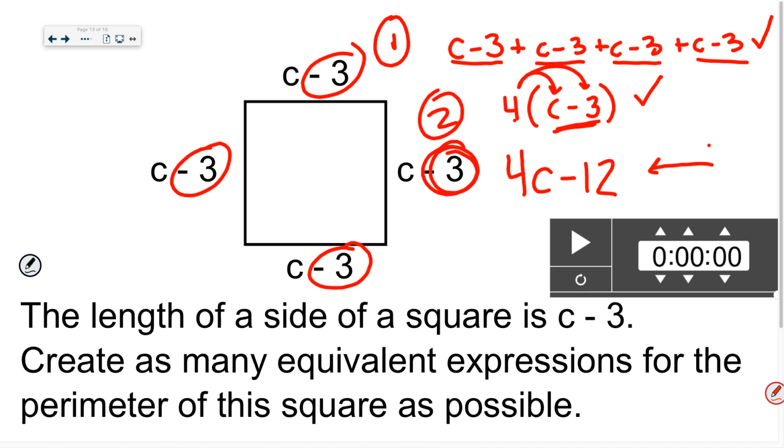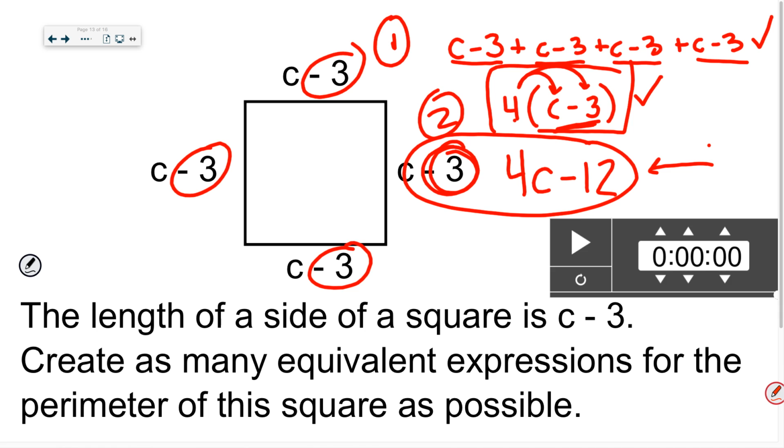The most simplified here is actually the third one. When we simplify, our first goal is to combine all our like terms. So all of these C's would be added together, and all of the -3's would be added together. The problem with 2, and some of you said 2, you're not far off. If we simplify, you want no parentheses. You don't want the parentheses. You would end up with 4C minus 12.